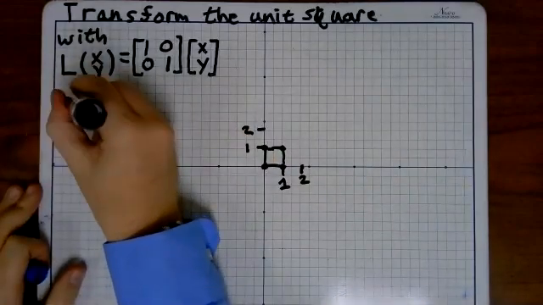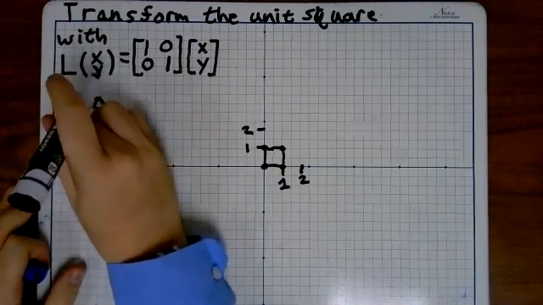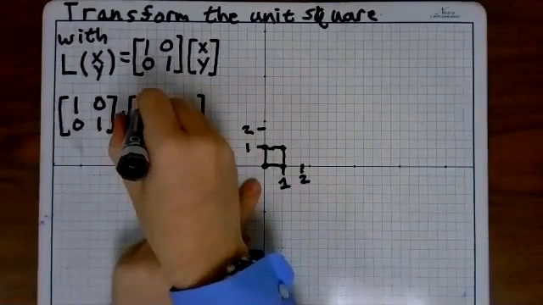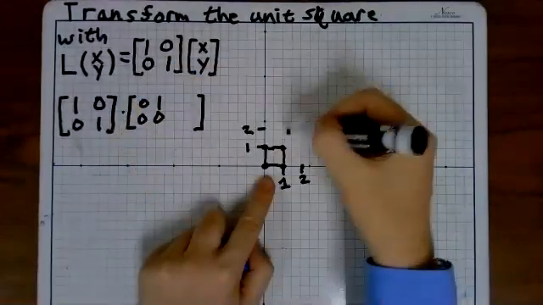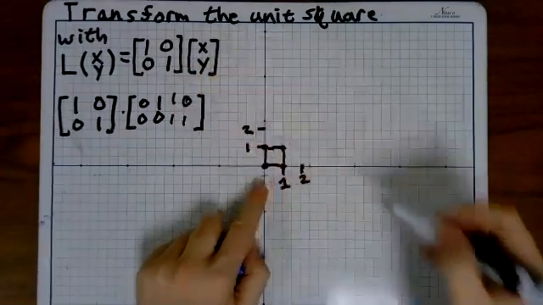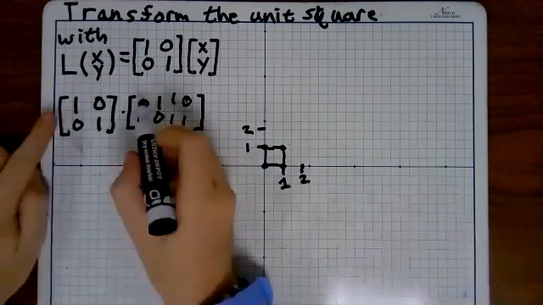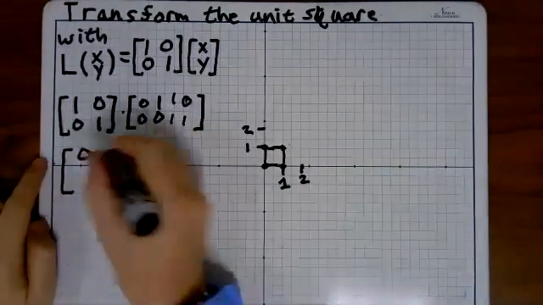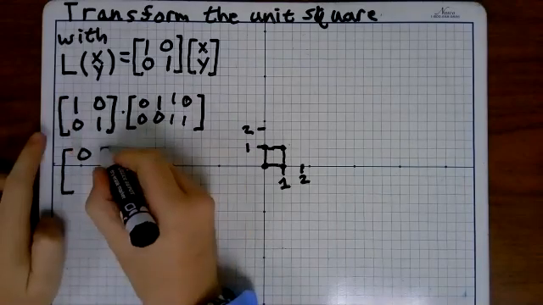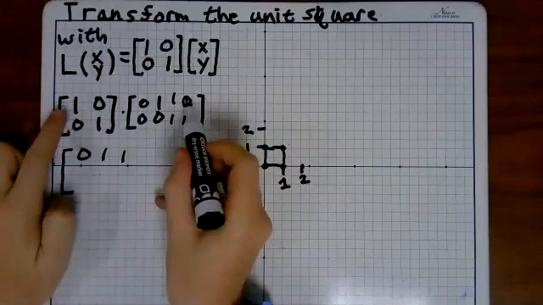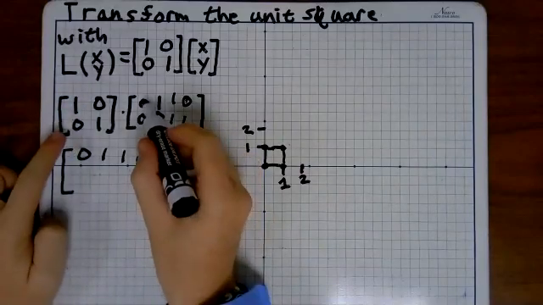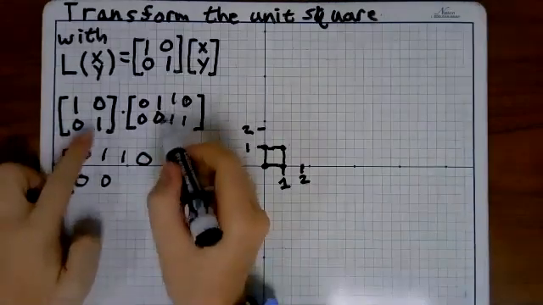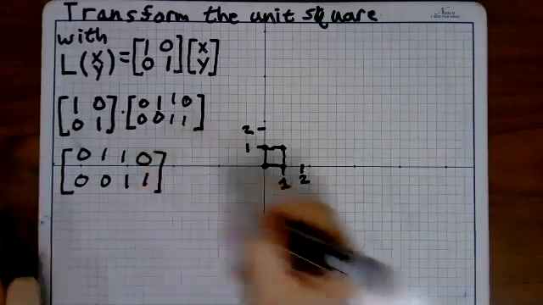Well, the unit square, we're going to be multiplying 1, 0, 0, 1 by 0, 1, 1, 0, 0, 1, 1, 0, 0, 1. Okay, let's multiply them together. 0 and 0, well, that gives us 0. 1 and 0 is 1. 1 and 0 is 1. 0 and 0 is 0. 0 and 0 is 0. 0 and 0 is 0. 0 and 1 is 1. 0 and 1 is 1. Okay, here we go.